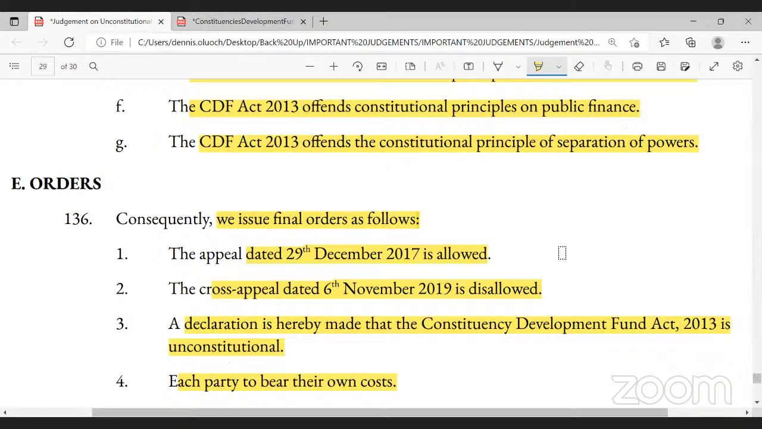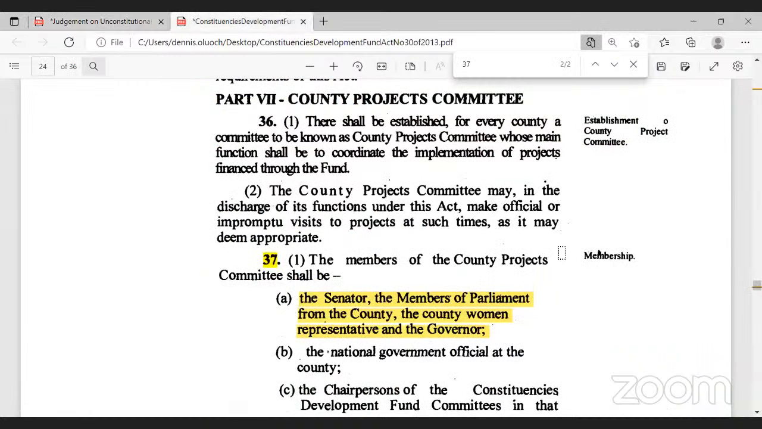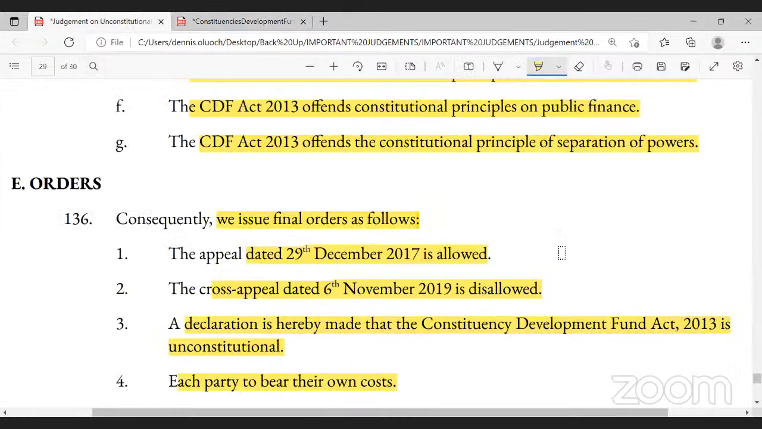You can choose to read it yourself, sections, for your purpose of understanding. But I found it proper that we share so that we are able to understand what exactly the Court of Appeal and the Supreme Court made a determination on.